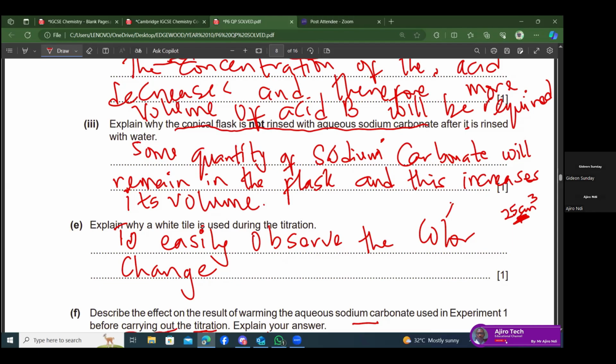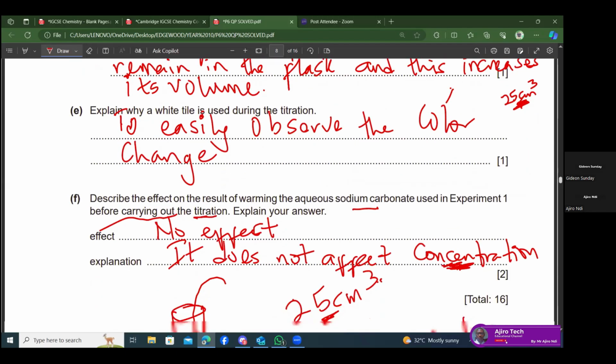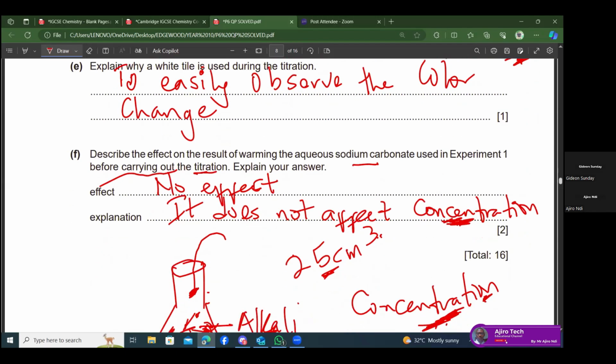The next one says, explain why a white tile is used during the titration. Of course, you know why white tiles are used during titration: it is to ensure that you can easily observe the color change or the endpoint. So the white tile gives you a clearer view of the color change expected.